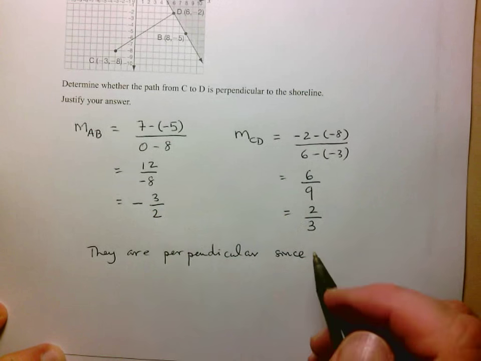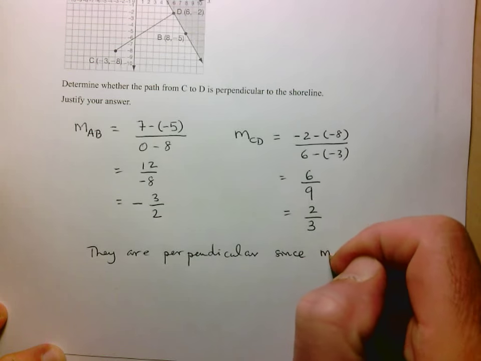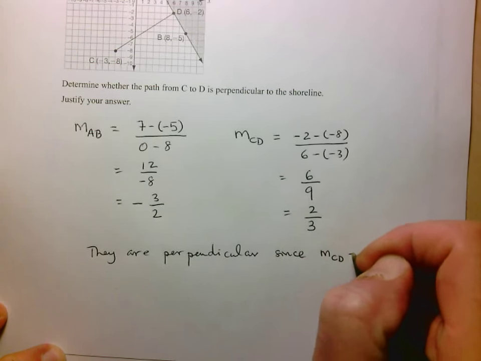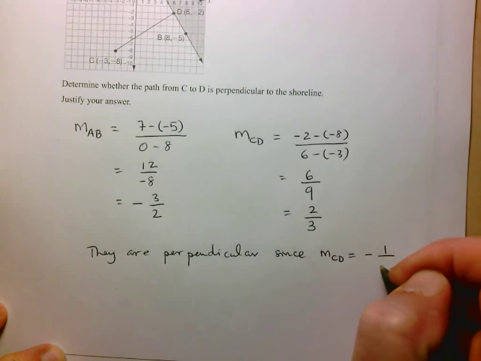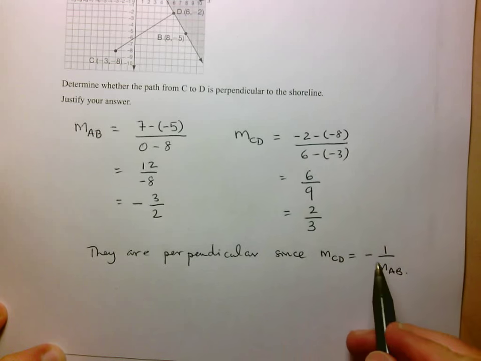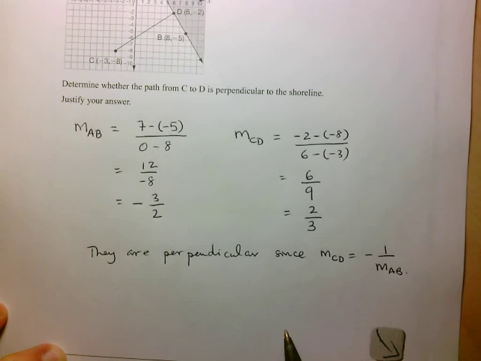They're negative reciprocals of each other. I can write that by saying that the slope of CD is negative 1 over the slope of AB. Okay, negative reciprocals, which can be seen here.